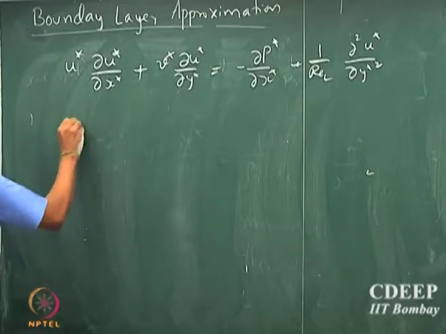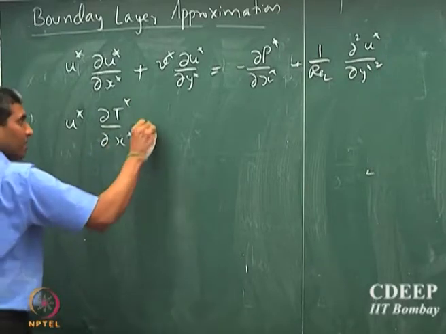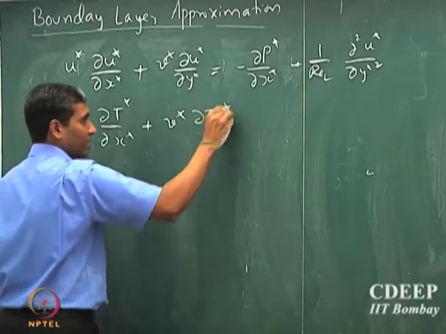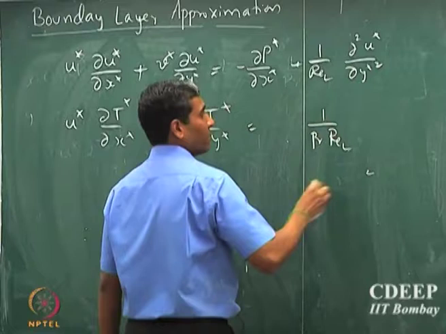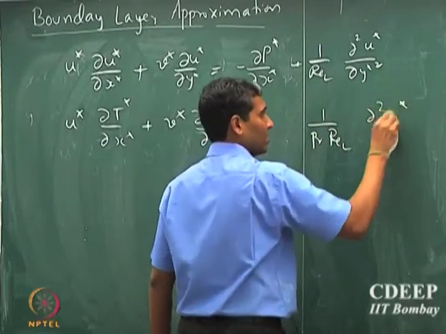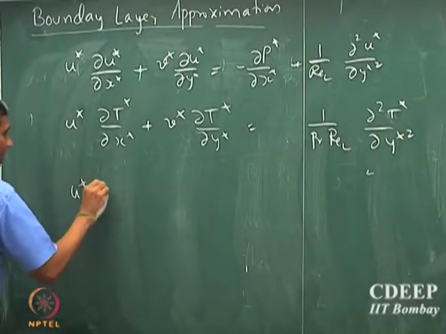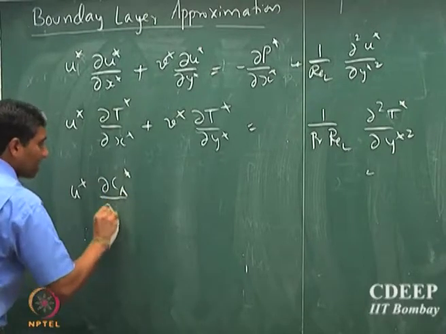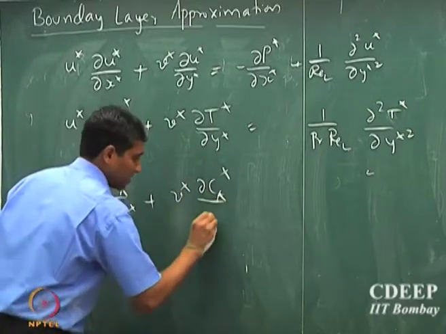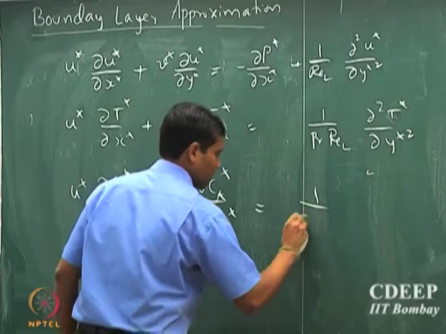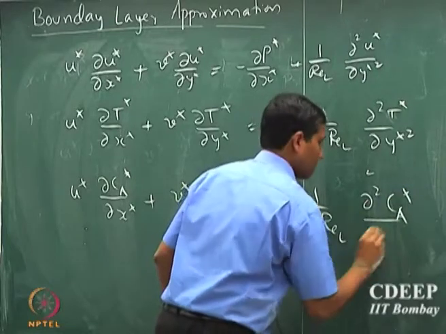Okay. And the energy balance is u star dt star by dx star plus v star dt star by dy star, that's equal to 1 by Prandtl Reynolds number d square t star by dy star square, and you have u star dCA star by dx star plus v star dCA star by dy star equal to the corresponding second derivative term, d square CA star by dy star square.